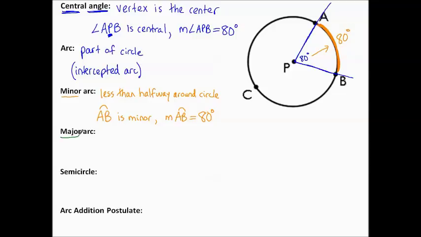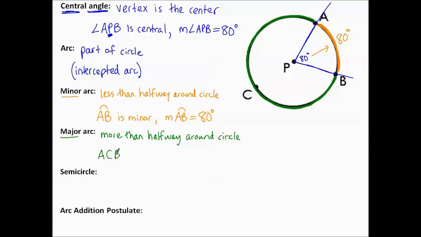Major arc, major, think big. So that's going to be more than halfway around the circle. Now, let's say that we want to go all this way around the circle. We want to go from A to B, but we want to go the long way. To show that major arc, we can't just say AB is the arc, because that would mean the minor arc. So we have to give a point that is somewhere on the path going the long way around the circle. So the way we name that arc is arc ACB.